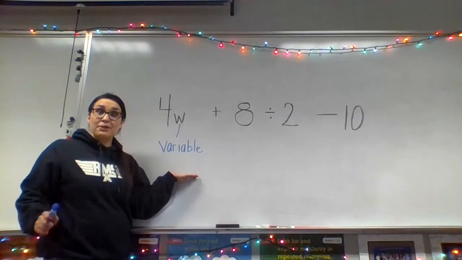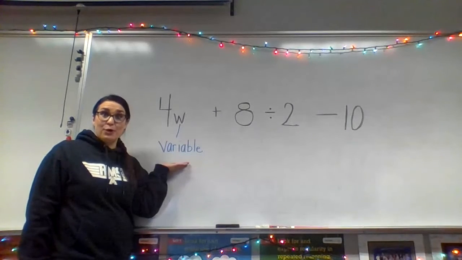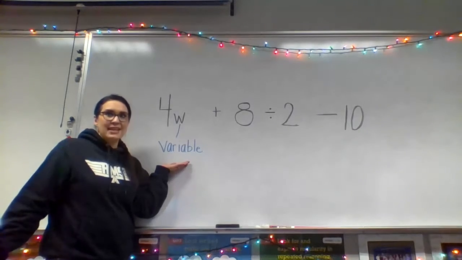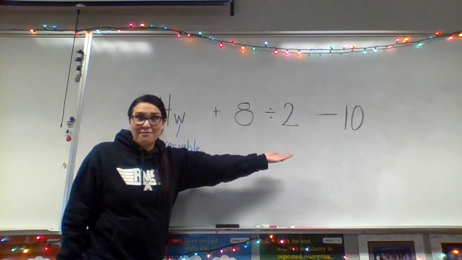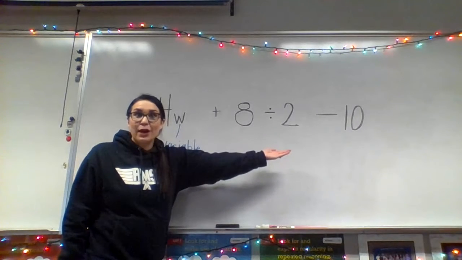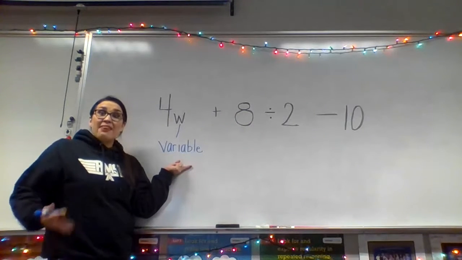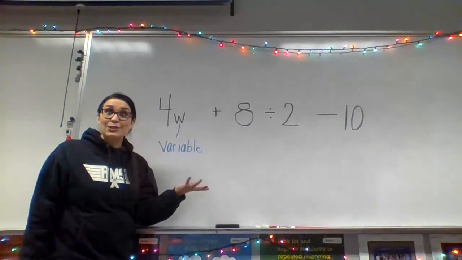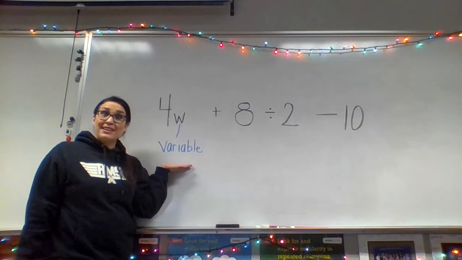All right, my friends, the first thing that I want to look at is this w right here. That is our variable, right? That means that it's an unknown amount at this point. And of course, you probably noticed we do not currently have enough information inside this algebraic expression to help us figure out what this variable stands for, right? That's why we're using the letter w to be a placeholder for whatever that actual value is, right? So w is our variable.